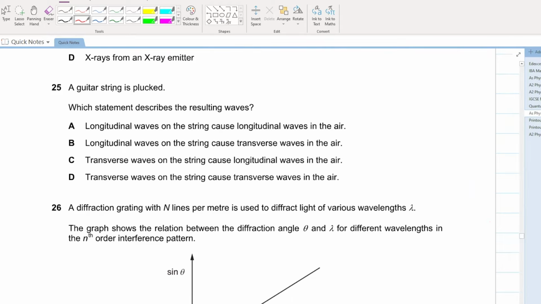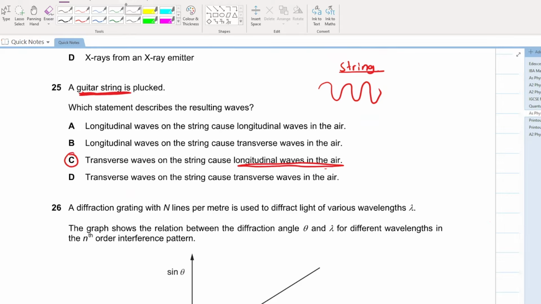No. A guitar string is plucked. So if a guitar string is plucked, what will happen? It will generate transverse waves on the string. In the string, transverse waves will be induced. And in the air, you will have longitudinal waves.